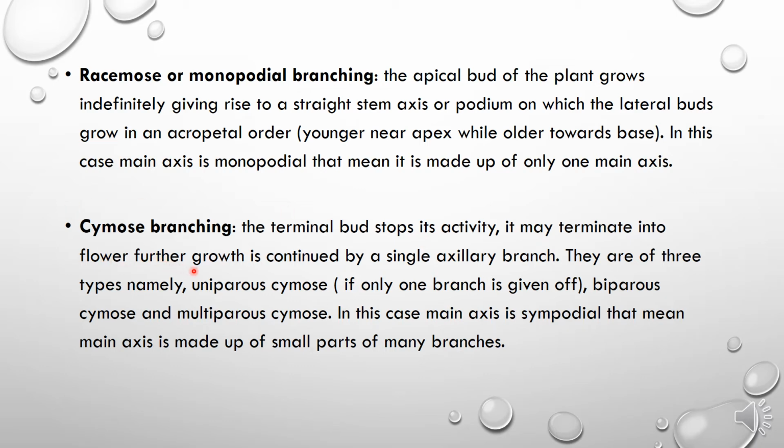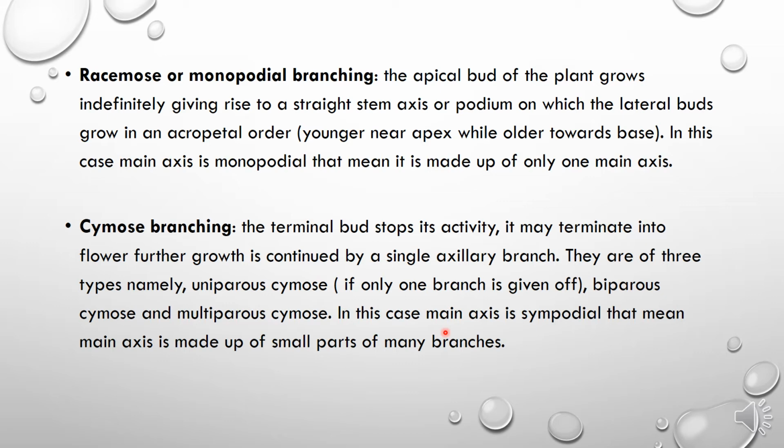Further growth is continued by a single axillary branch. Cymose branching may be of three types. They may be uniparous cymose if only one branch appears. If two branches appear, then they are called biparous, and if multiple branches appear, then they are called multiparous cymose respectively. In this case, the main axis is sympodial.